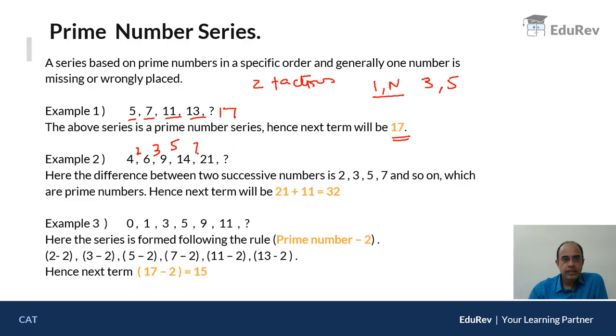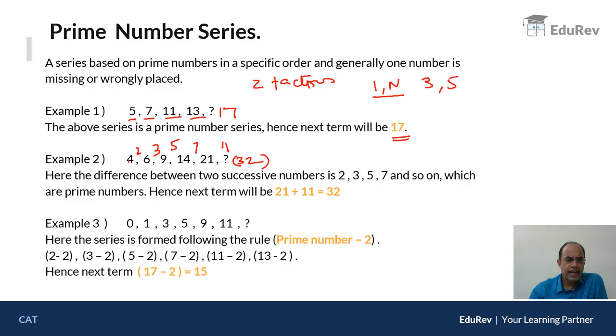Therefore, the next difference should be of, after 7 we know 11 is the next prime number. The difference should be of 11. 21 plus 11 gives me 32. Hence, this question mark would be 32. Getting, guys? Fine. It's a matter of practice.